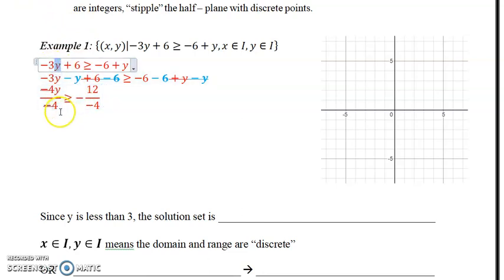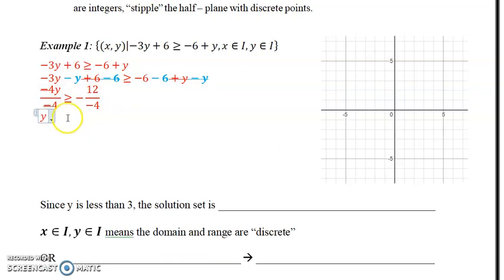But remember, a little trick here. If we divide or multiply by a negative number, the inequality must change sign. So that now becomes less than or equal to positive 3. That's because if you divide by a negative, negative divided by negative is positive. That's why we have to switch the inequality. So the inequality is y is less than or equal to 3.